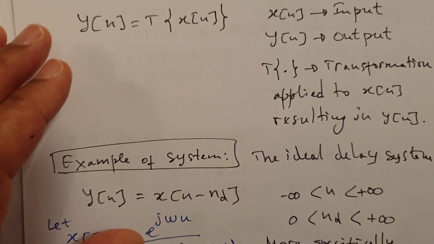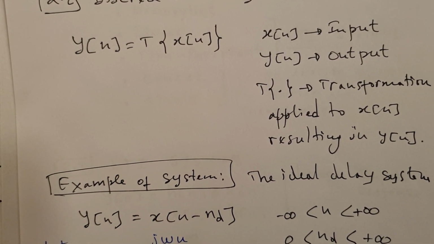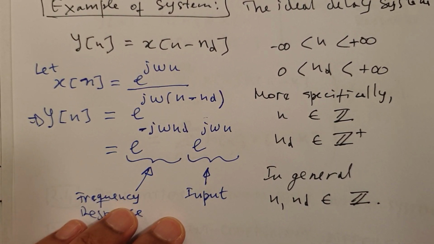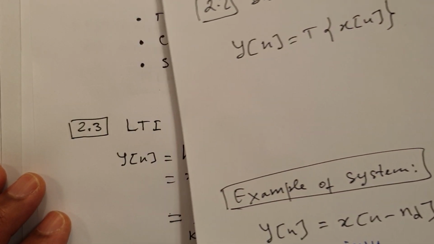Summarizing what we have seen so far, we have discussed a little bit about different signals, and we have talked about systems, how we are describing the systems, and how we can calculate the output of a system.